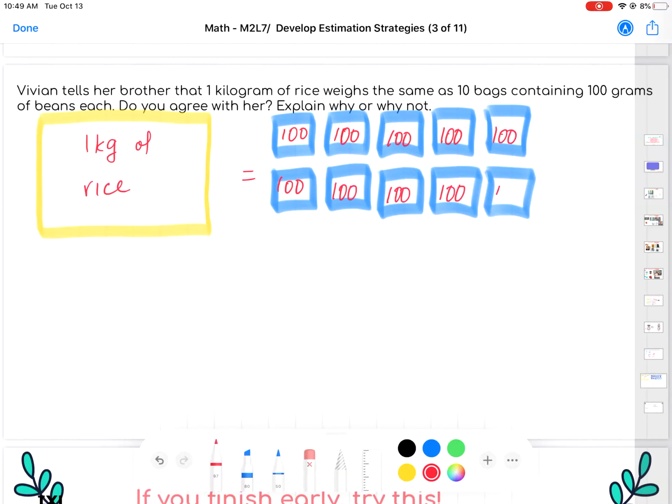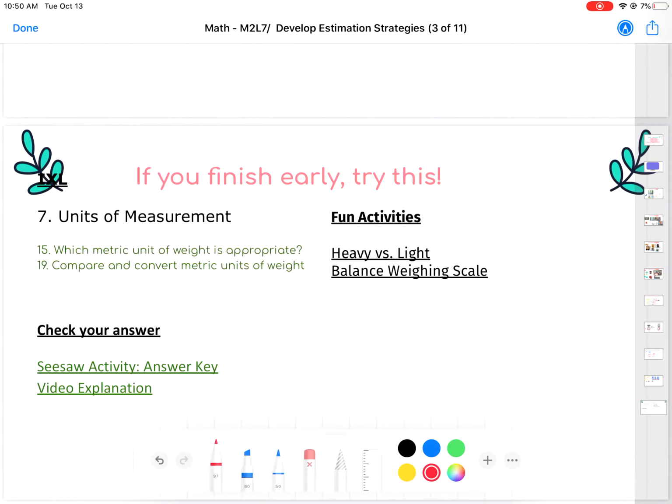In order to find the answer for this question, we're going to add all 10 bags. So let's count it together. We need to count by 100. 100, 200, 300, 400, 500, 600, 700, 800, 900, 1,000. So also we know that 1 kilogram is the same as 1,000 grams. And then when we counted all 10 bags, we also got 1,000 grams. Is she correct? Yes, she is. So 1 kilogram is the same as 10 bags of 100 grams.